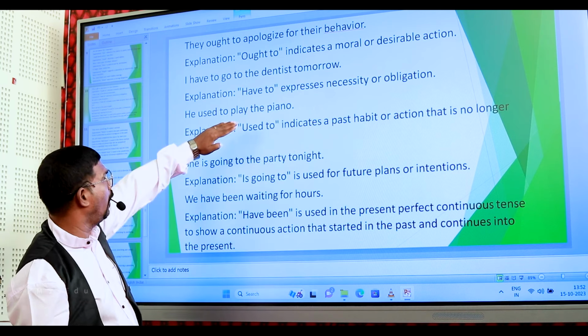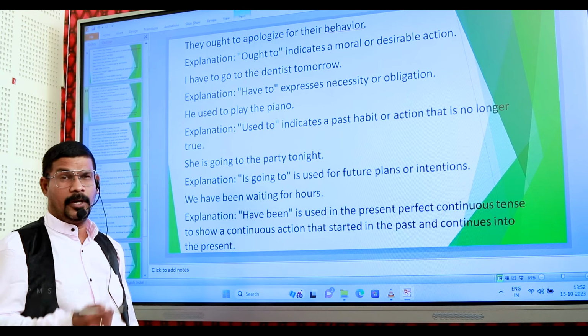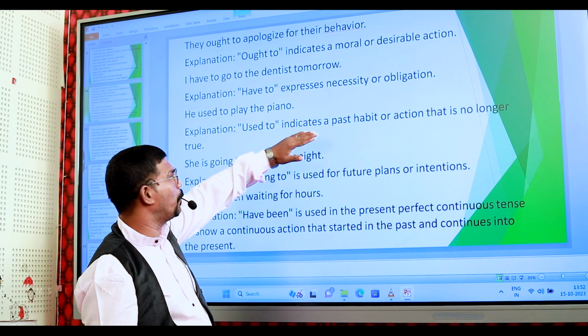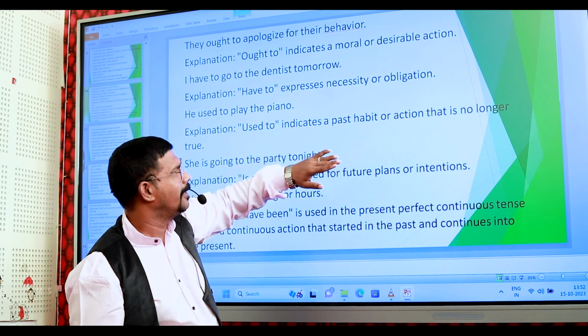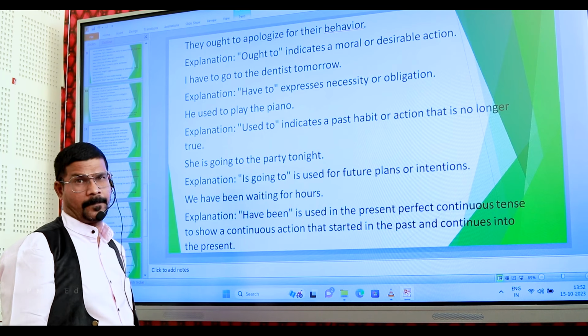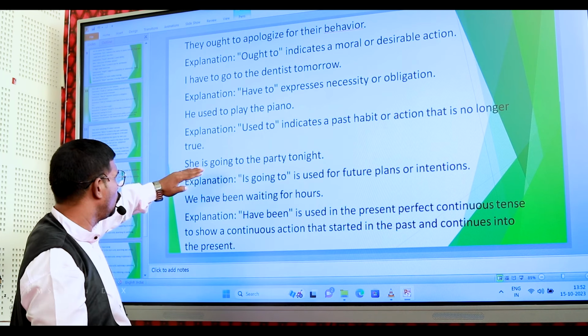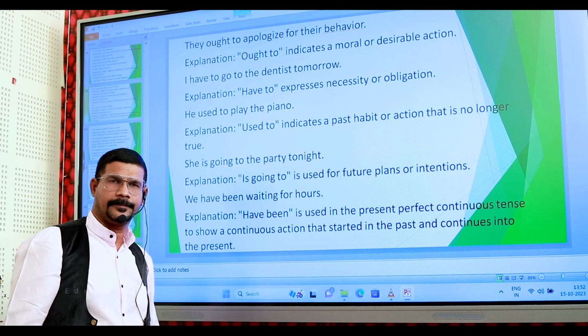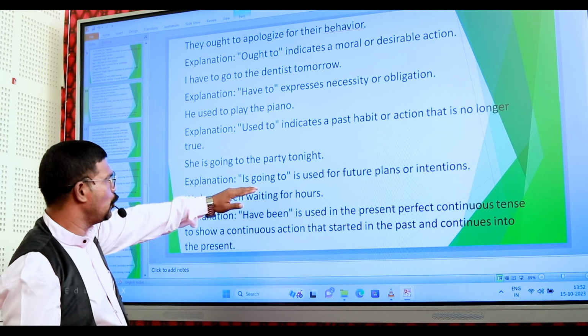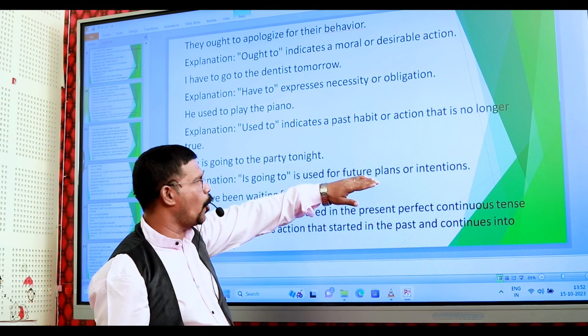He used to play the piano. Here, used to. Explanation: used to indicates a past habit or action that is no longer true. She is going to the party tonight. Explanation: is going to is used for future plans or intentions.